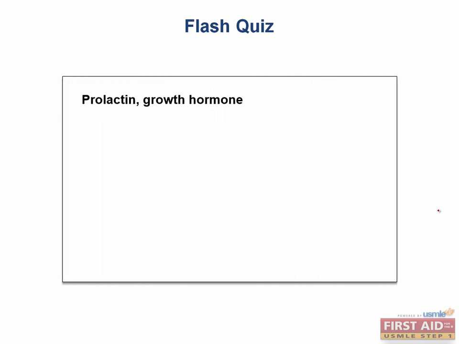The answer is prolactin and growth hormone, otherwise known as somatotropin. As a refresher, the anterior pituitary hormones are known as flat pig. FSH, LH, ACTH, and TSH are secreted by basophils, whereas prolactin and growth hormone are secreted by acidophils.